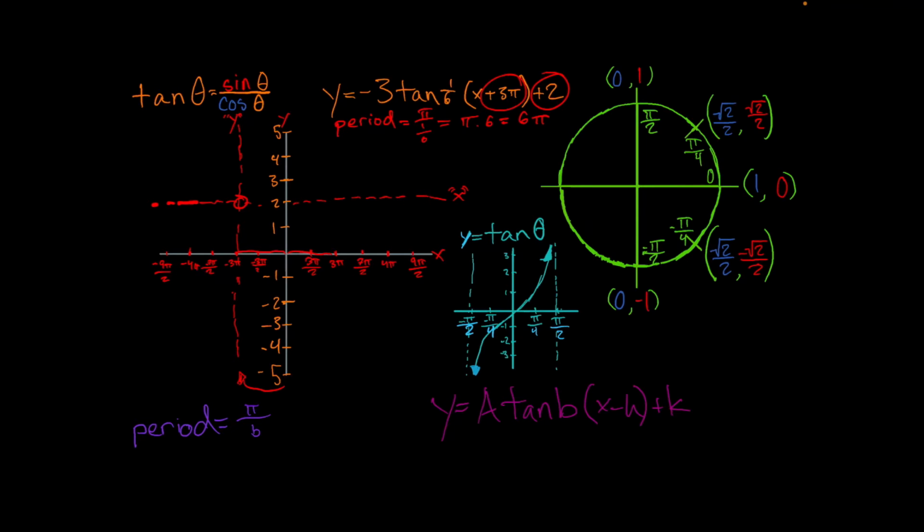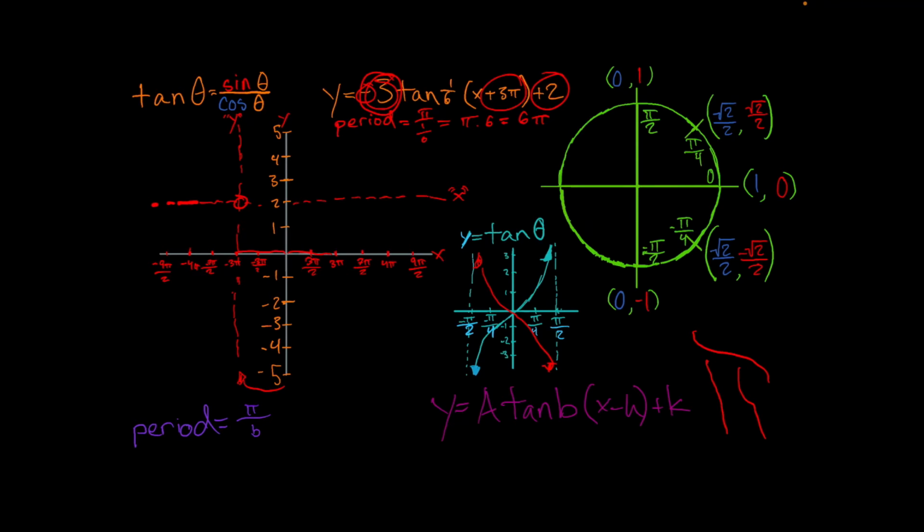Now we have an amplitude of negative 3. The negative part is going to flip the graph like this. And the 3 part is going to change the way it looks. So say an amplitude of 1/2 might look like this, versus an amplitude of 3 will look something like this. So it's going to look like that. You can sort of see the difference.